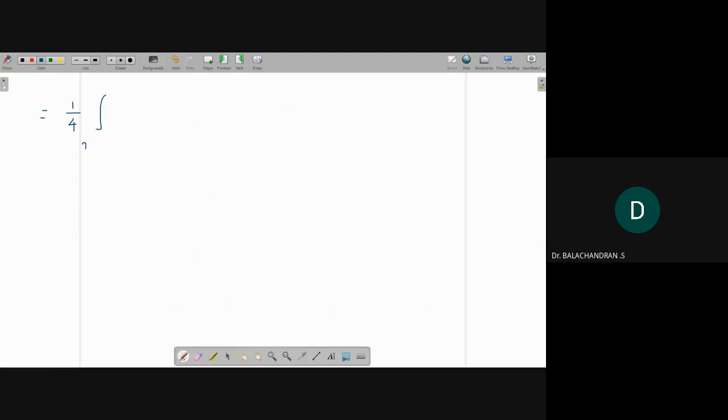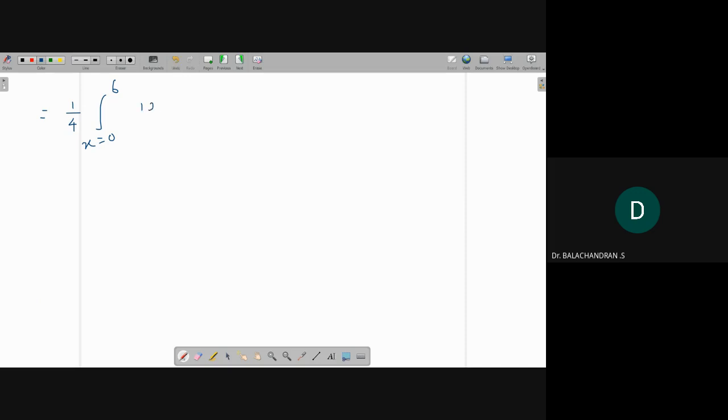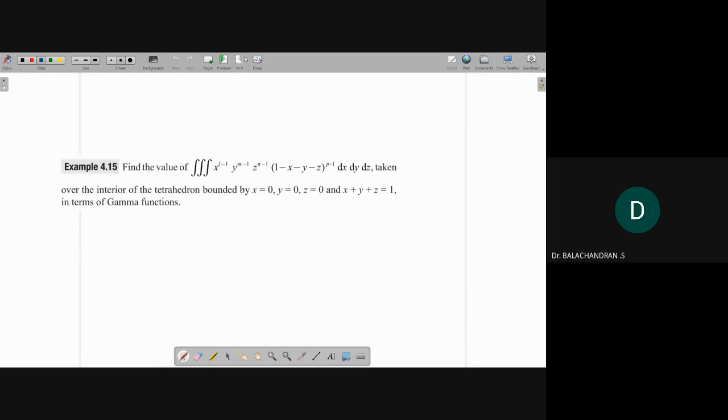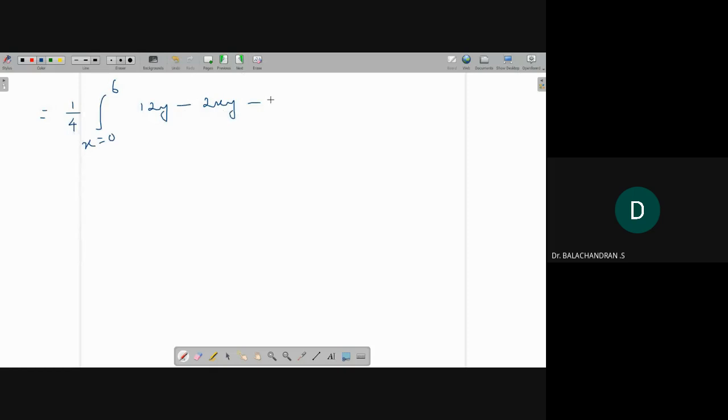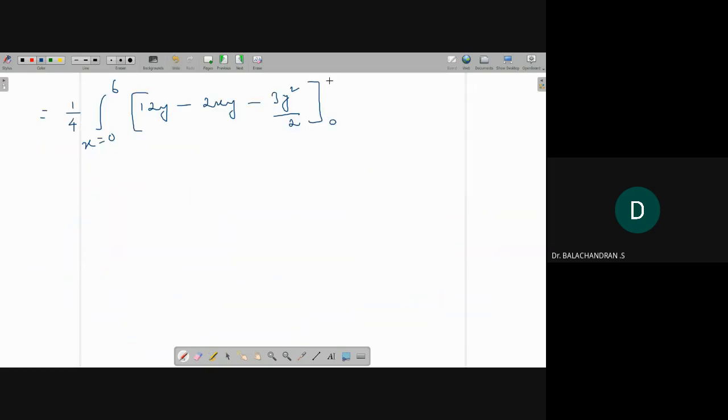Integration x is equal to 0 to 6, 12y minus 2xy minus 3y square by 2. The limit is 0 to 1 by 3 into 12 minus 2x into dx. So now apply the limits.